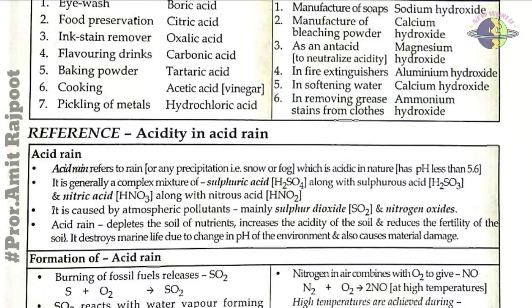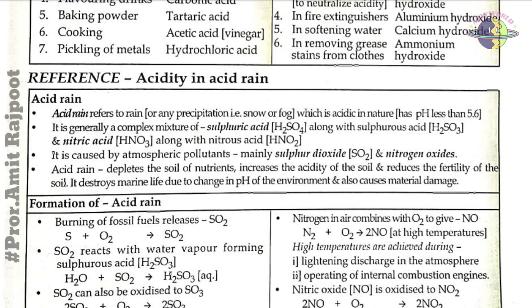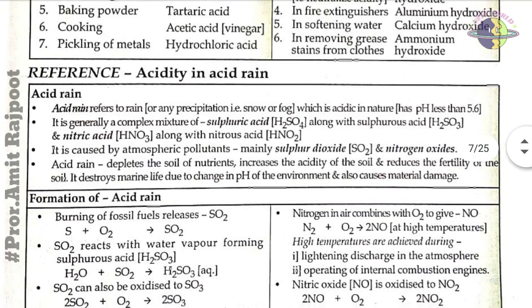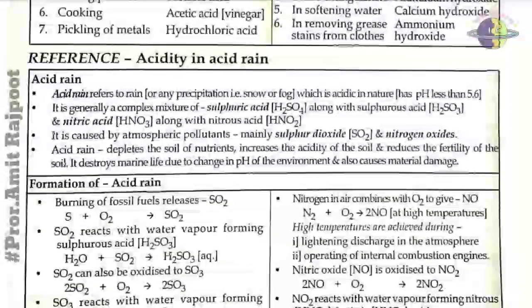Now for reference, acidity in acid rain. Acid rain refers to rain or any precipitation, such as snow or fog, which is acidic in nature, meaning pH is less than 5.6. It is generally a complex mixture of sulfuric acid H2SO4 along with sulfurous acid H2SO3, and nitric acid HNO3 along with nitrous acid HNO2. These are all components of acid rain, caused mainly by atmospheric pollutants like sulfur dioxide and nitrogen oxides.